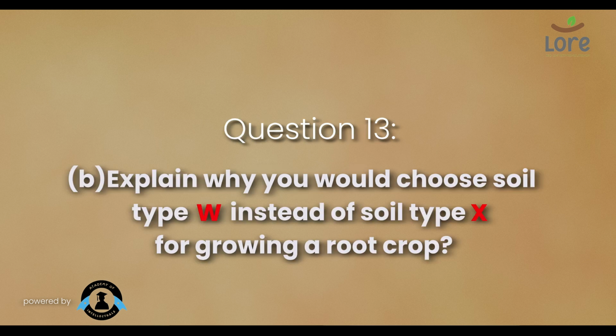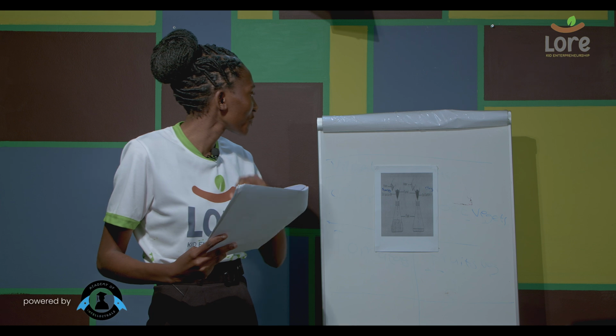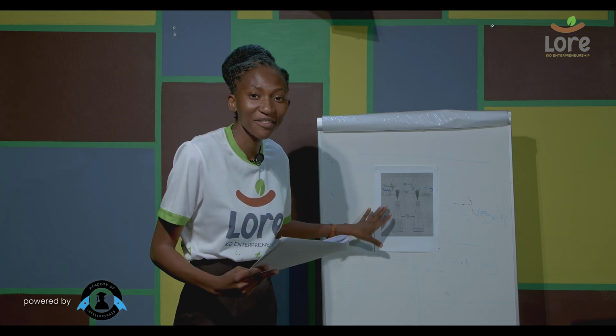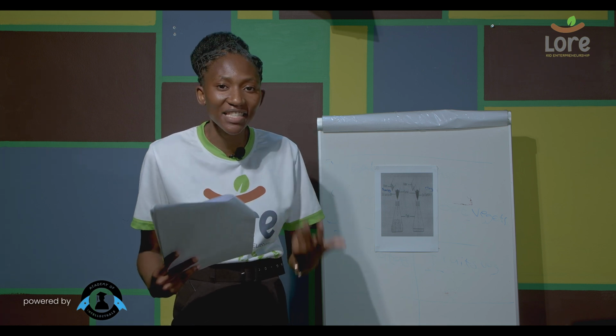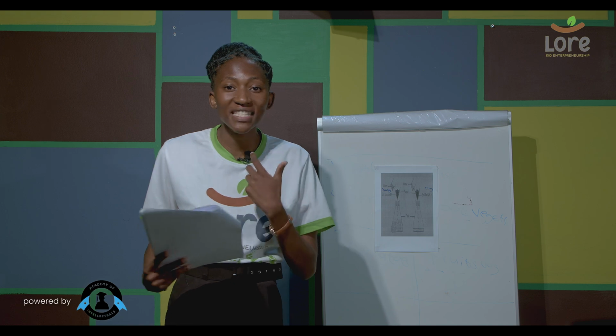Question B says, explain why you would choose soil type W instead of soil type X for growing a root crop. Like we explained, what is soil sample W? Soil sample W is clay soil. So what are characteristics of clay soil? This is what this question is basically asking, the characteristics of sandy soil.